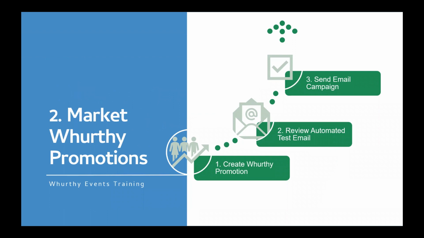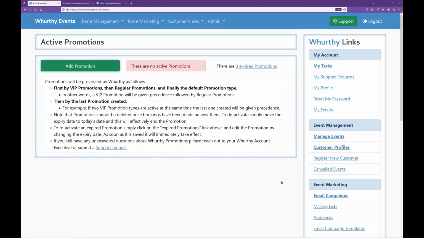In this second video, we're going to walk through market Whurthy promotions. We'll start by creating a Whurthy promotion. We'll then review the automated test email demonstrating the link between promotions and email campaigns. And then we'll finish out this demonstration by showing how you can send that automatically created email campaign to the mailing list.